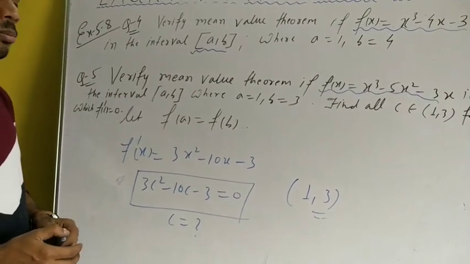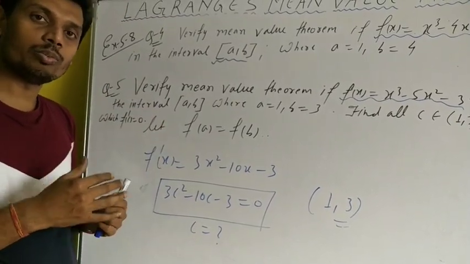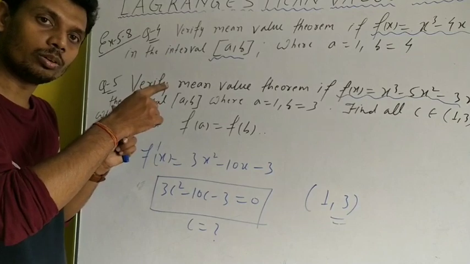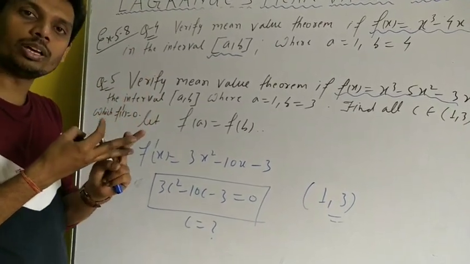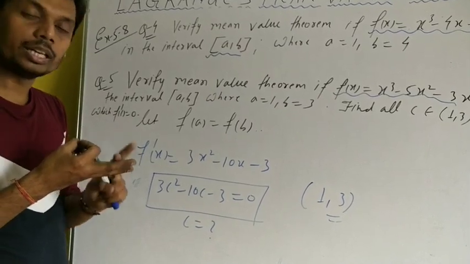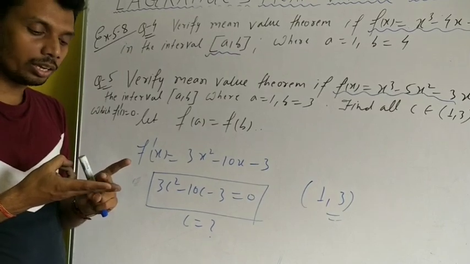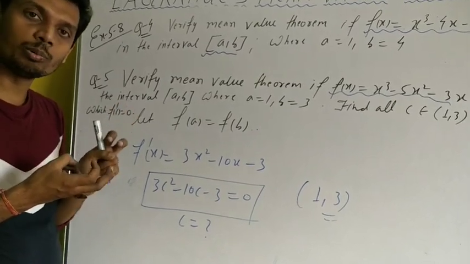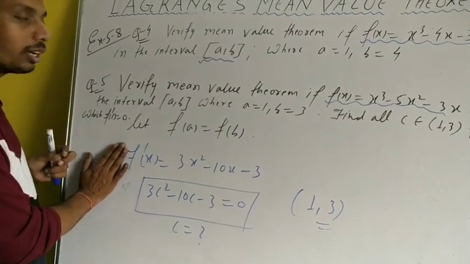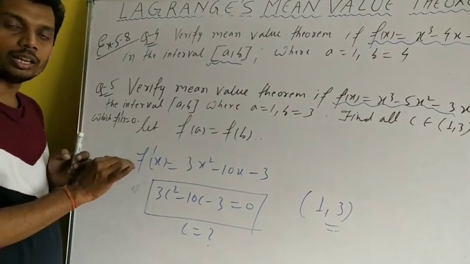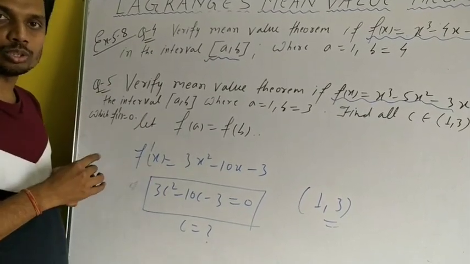Again, in question number 6, what is given is that we have to verify question number 2. In question number 2, 3 functions were given. 2 of them were the greatest integer function, and the third one was the polynomial function. There in question number 2, we were supposed to verify Rolle's theorem. In question number 6, which is the last question of this exercise 5.8, it is given that verify Lagrange's mean value theorem for the same question number 2.